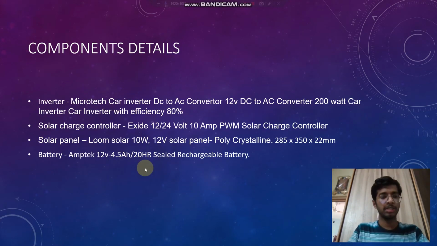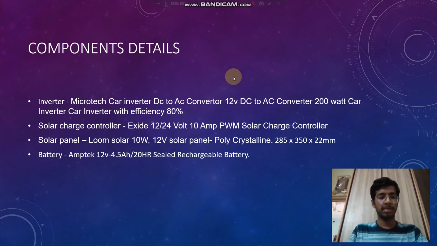And coming to component specifications, these are the component specifications. The inverter is of this type with efficiency 80%, the solar charge controller and solar panel are Loom Solar with size 285 x 350 x 22 mm, and the battery is an Amtech battery which is rechargeable.